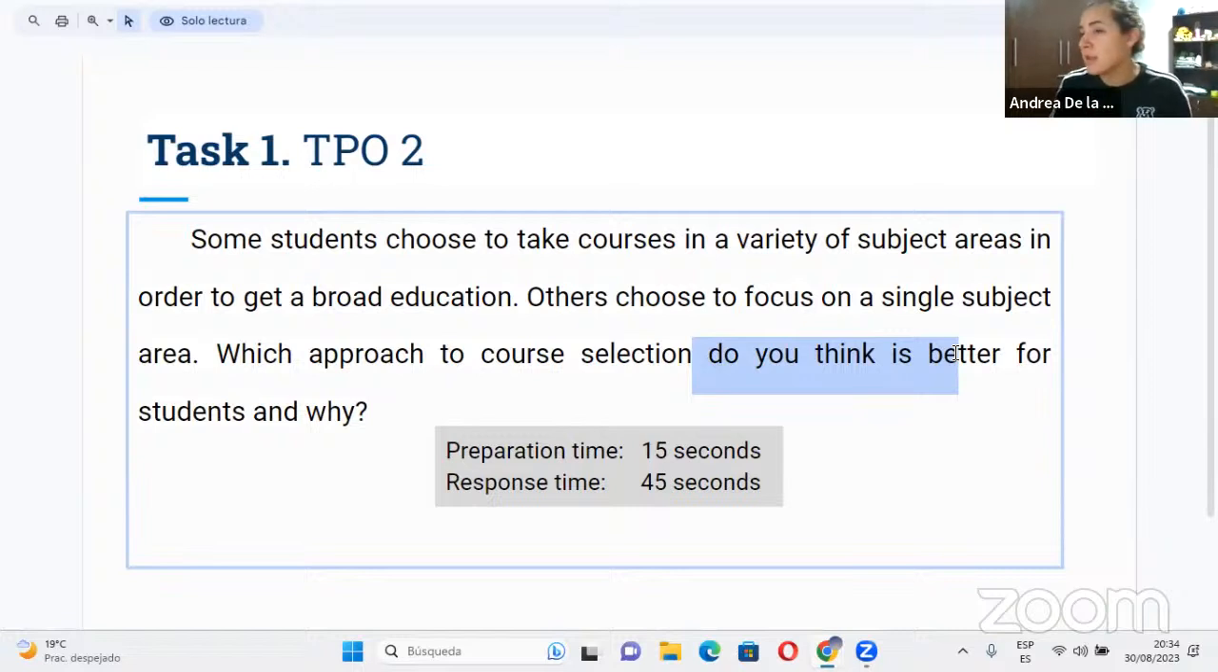Maybe you can say how much you got in your last test, let's say. But don't forget to give examples, okay? And also at the end, if you're gonna go with a conclusion, instead of saying, for this reason, tell me this is why, or that is why. This is why I prefer to take or to focus on a single subject area. Okay? Is that okay? Do you have any questions now?